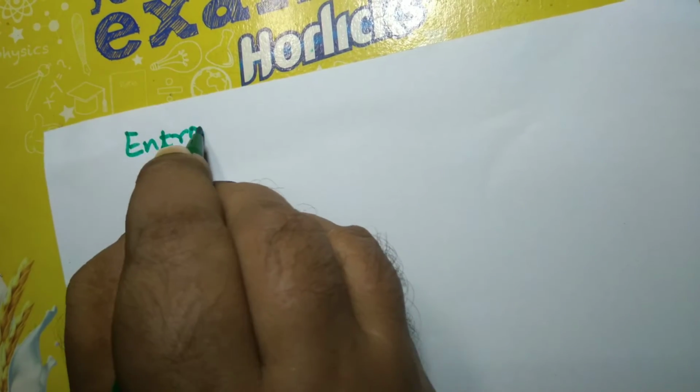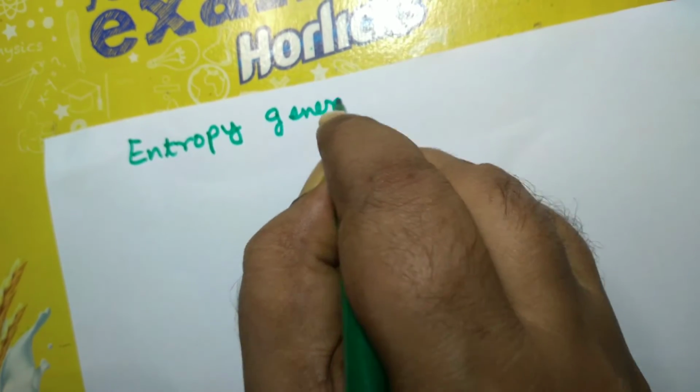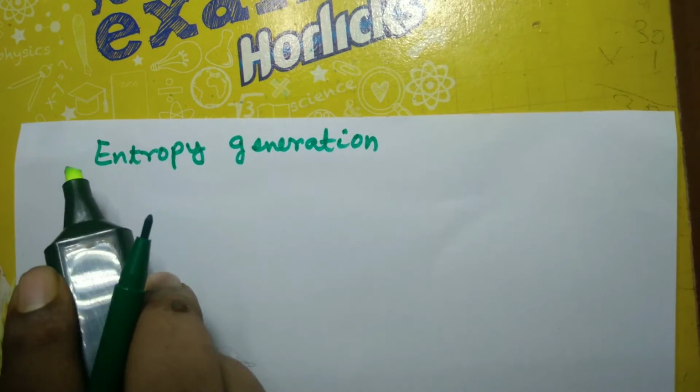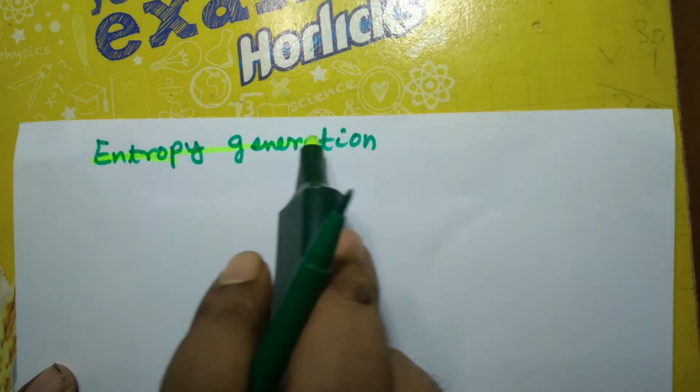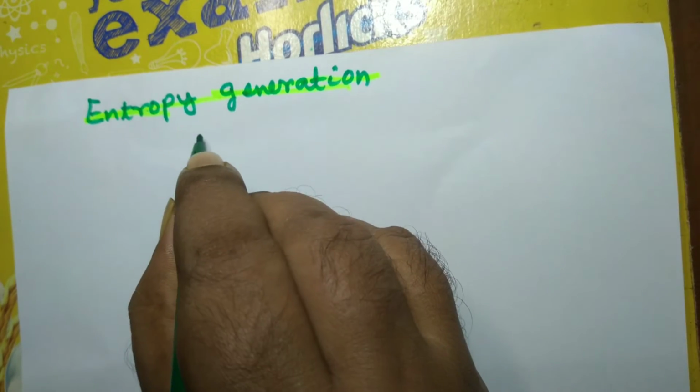Entropy generation. Whatever points I discussed, that can be noted down. So, more about entropy generation. What we discussed is that entropy generation is there only during an irreversible process. So that is the important point.